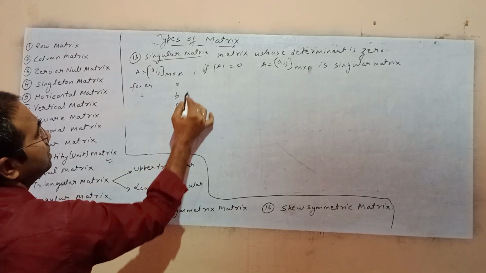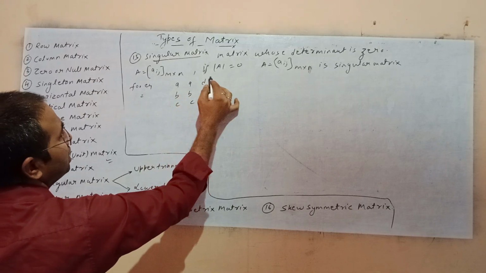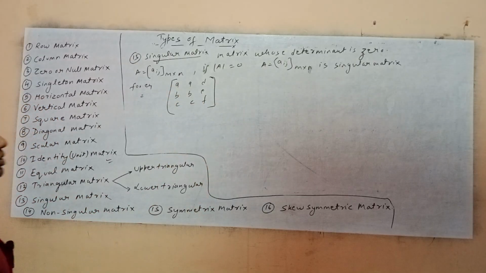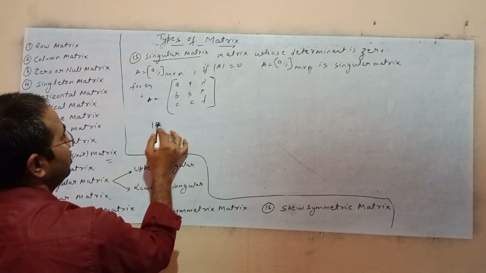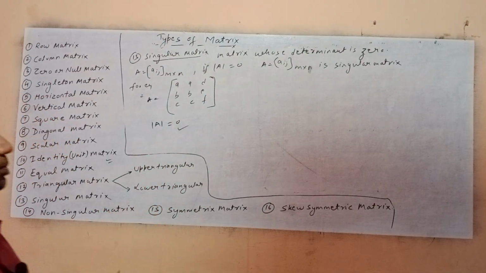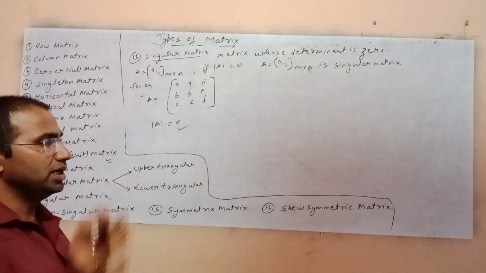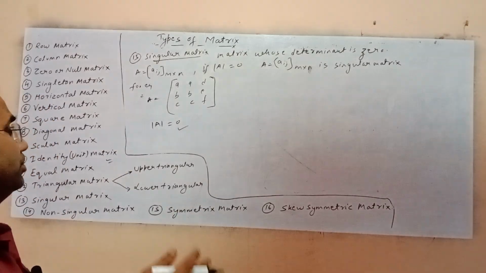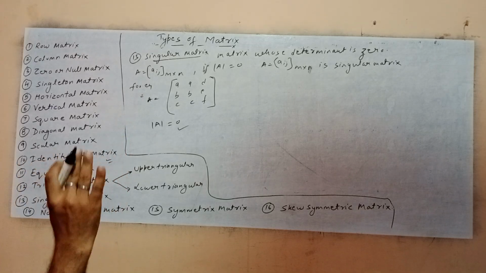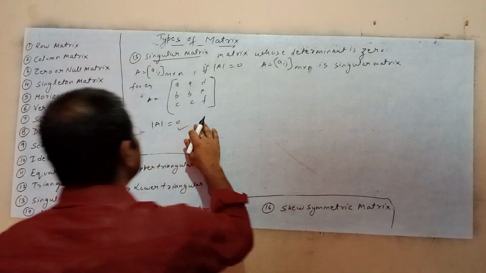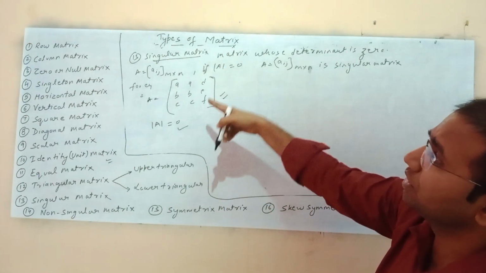For example, suppose A B C D E F is a matrix. Suppose A is equal to this one, so the determinant of A will be 0. As you know the property of determinants, if any two columns have the same elements or any two rows have the same elements, then their determinant will be 0. So its determinant will be 0. This matrix is called a singular matrix.